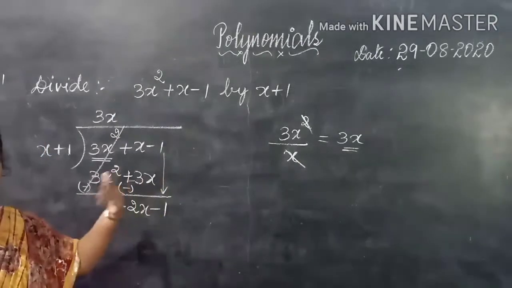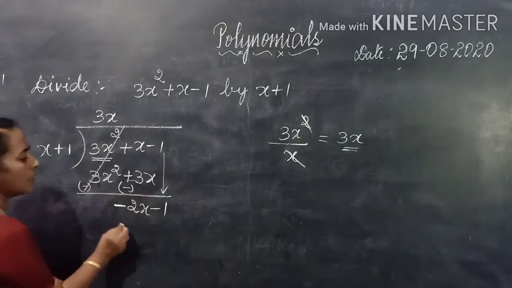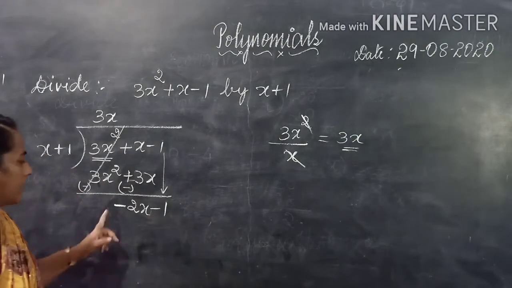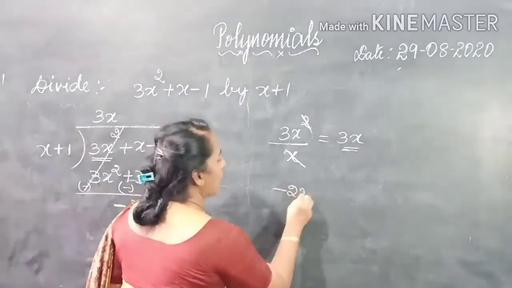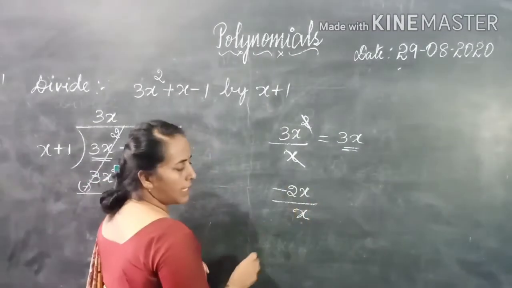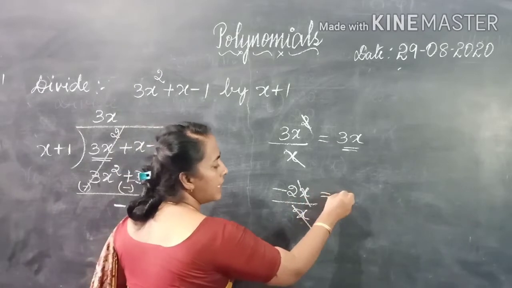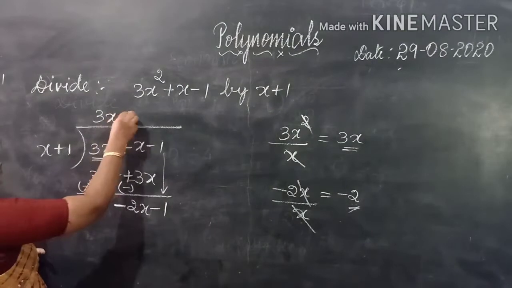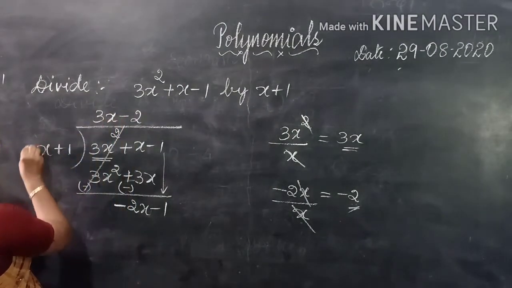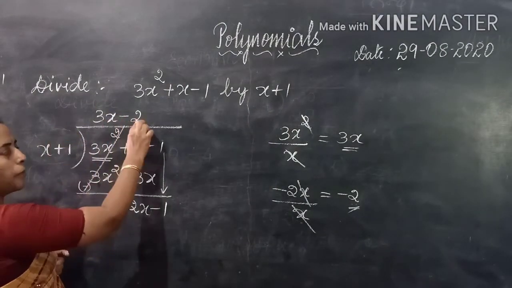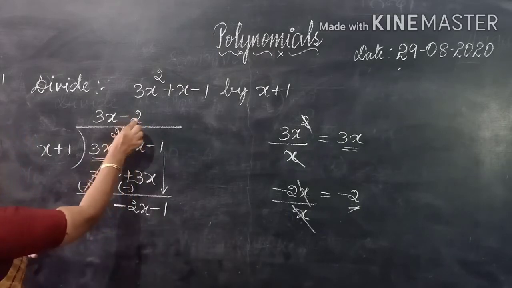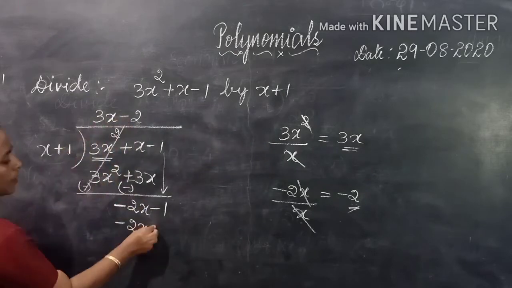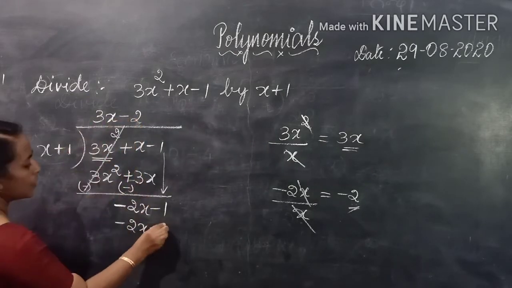So now in the next step, same procedure. The first term of the dividend should be divided by the first term of the divisor. That is, minus 2x should be divided by x. Here x will be cancelled. What is left there? Minus 2. You have to write that minus 2 in the quotient place, and you should multiply the two terms of the divisor by minus 2. So let us multiply. Minus 2 into x, minus 2x. Minus into plus, minus. 2 ones are 2.